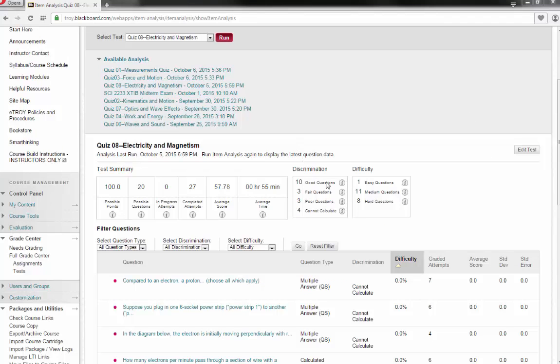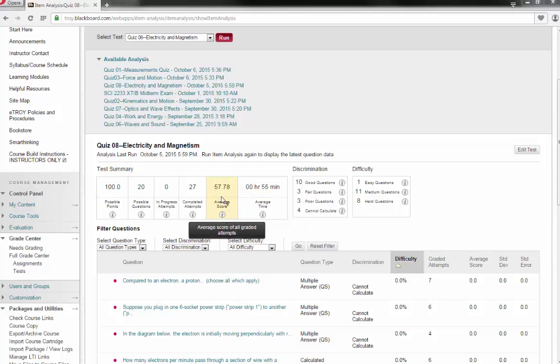Here's the item analysis for the quiz on electricity and magnetism. It looks like we are still finishing it in a reasonable amount of time. That's good. Remember, you have a 90-minute timer to do these quizzes. On average people are taking about 55 minutes, so you all have plenty of time to do the quiz.